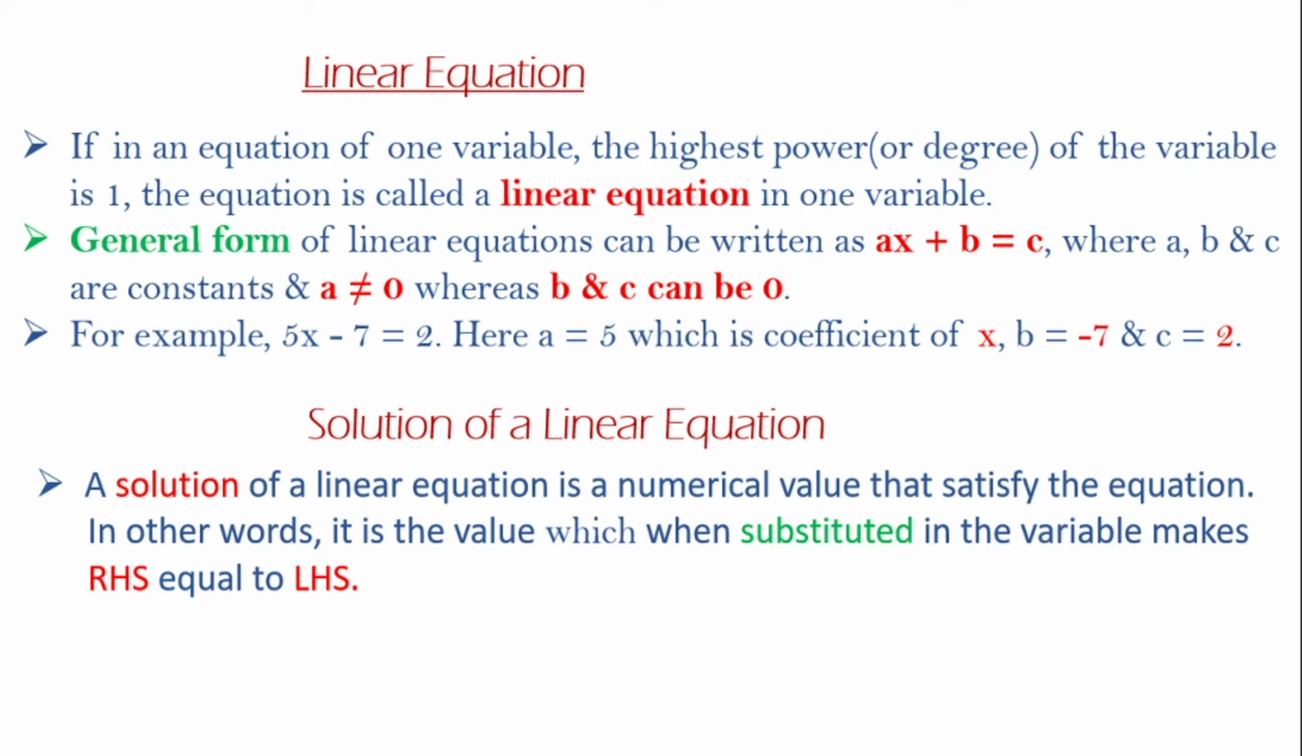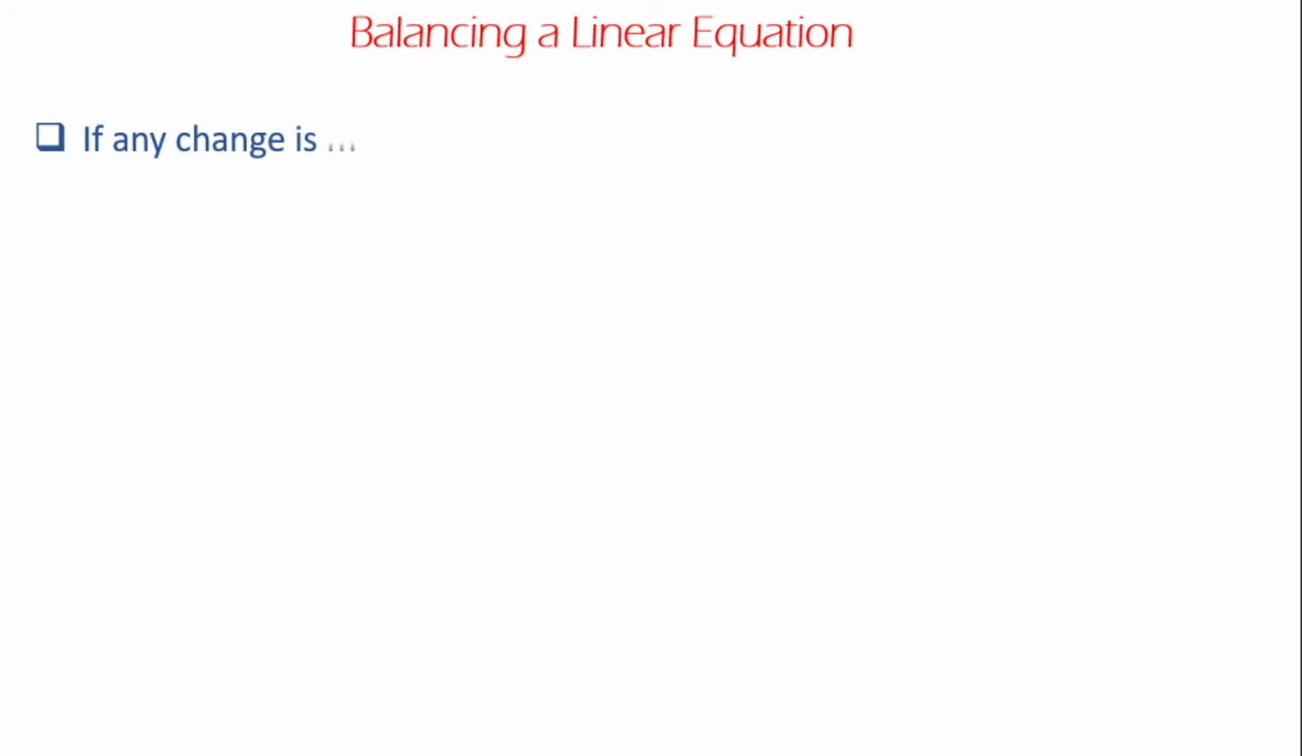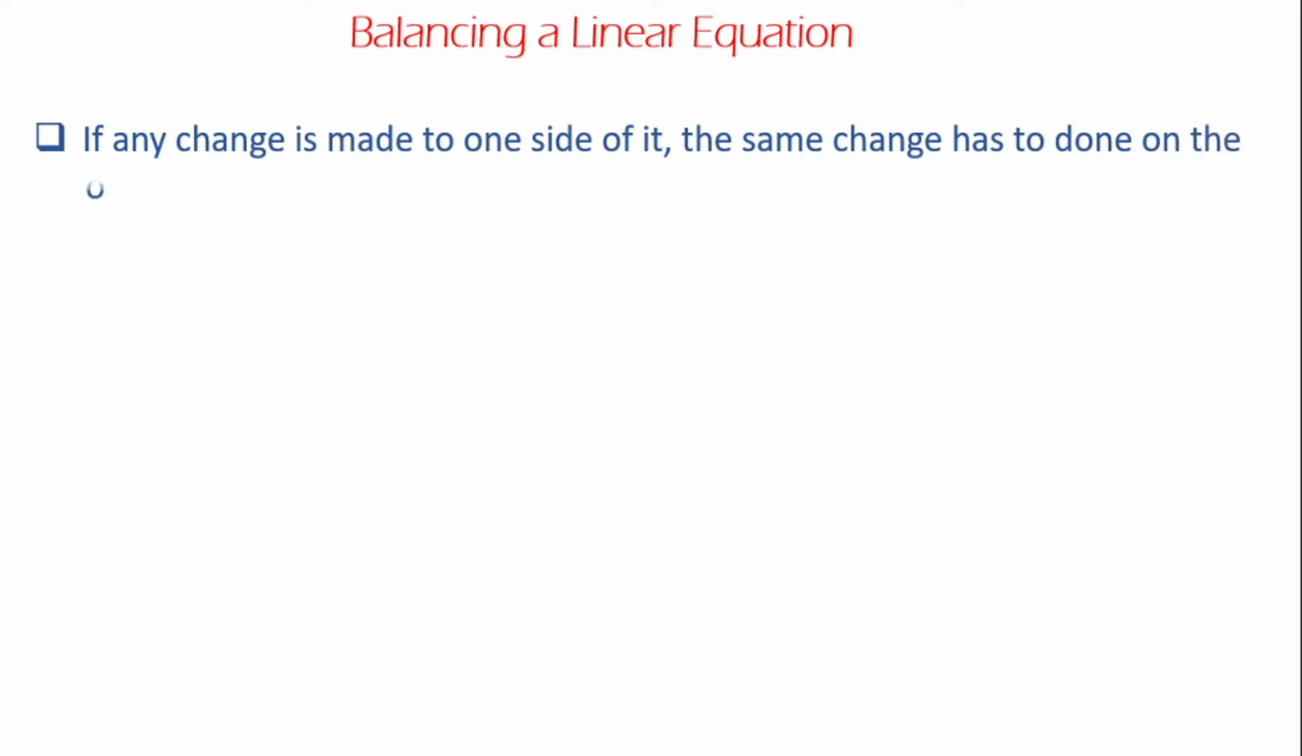We can solve any linear equation by following three methods. First is the trial and error method, second is the systematic method, and third is the transposition method. Before going to discuss these methods, let's discuss a very important topic, that is balancing a linear equation. The most basic method for solving an equation involves the property of balancing. A linear equation is like a balance scale. If any change is made to one side of it, the same change has to be done on the other side of it to keep the equation balanced.